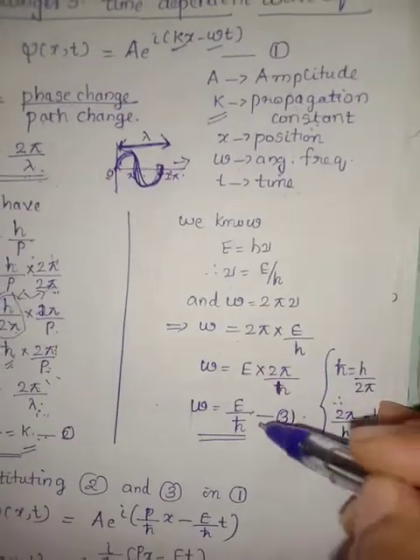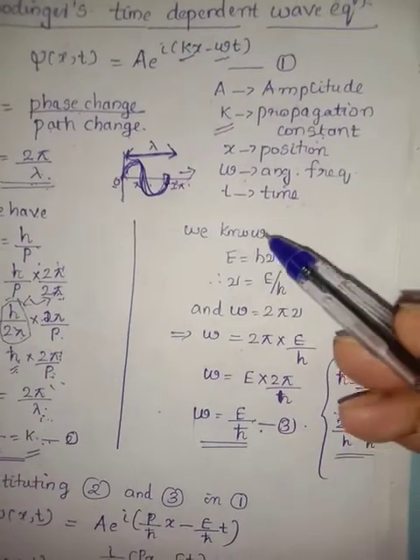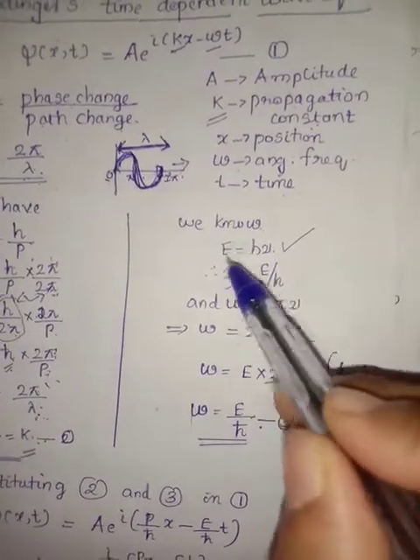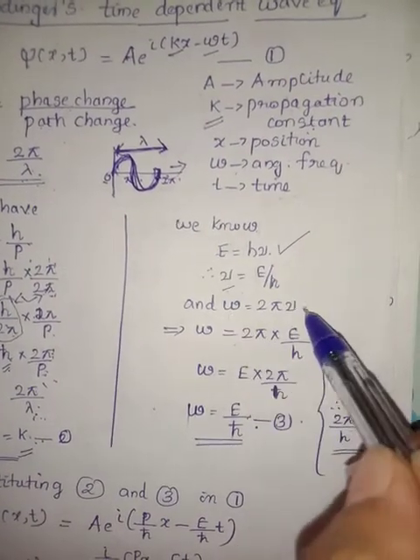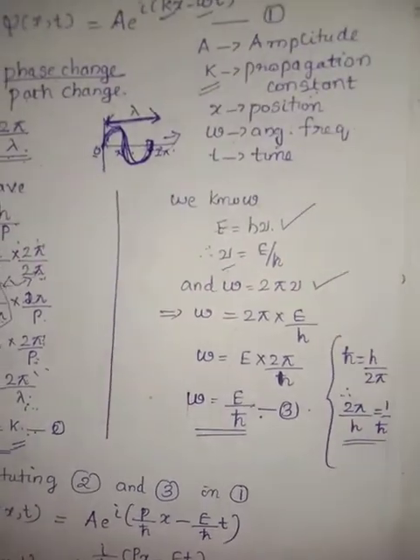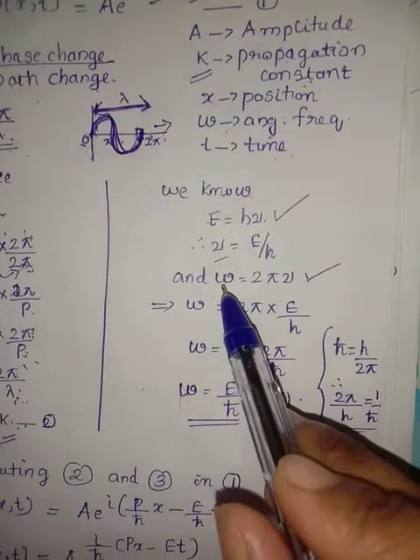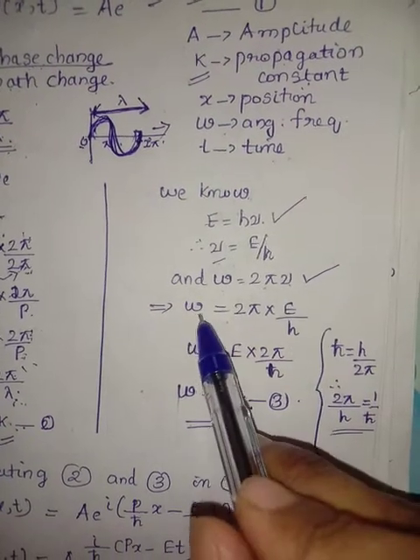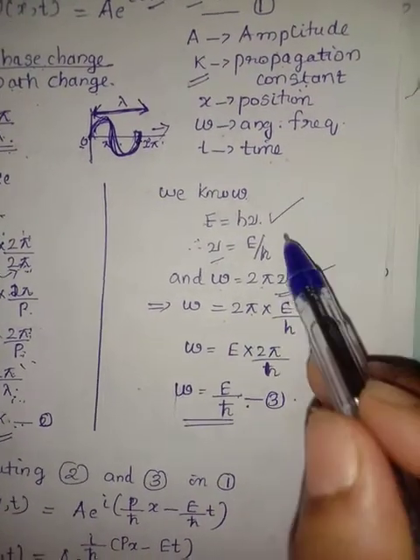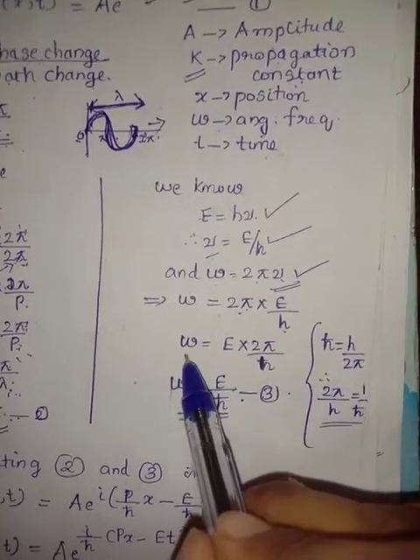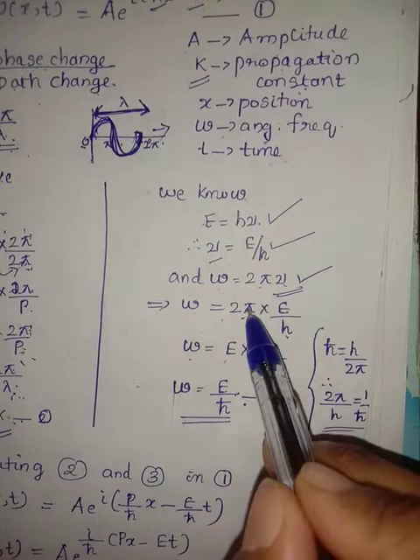Similarly, we have to find a substitution for omega. For that, we are considering the equation E is equal to h nu. From here, nu is equal to E by h, and omega is equal to 2 pi nu. This is the basic equation relating omega and frequency. That is 2 pi into, instead of nu, we can substitute E by h. So omega is equal to E into 2 pi by h.